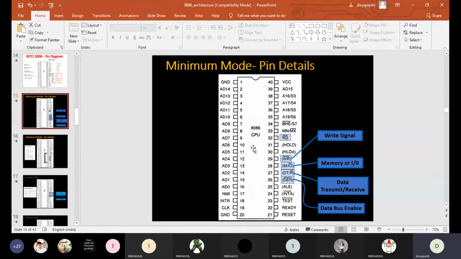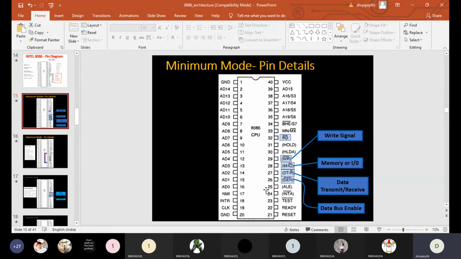So before directly responding to that interrupt, a processor will send one acknowledgement to pin number 24. Through pin number 24, it will send interrupt acknowledgement to that particular device by saying that yes, now I am free. Tell me what can I do for you. That kind of acknowledgement it will send to the external device through pin number 24.